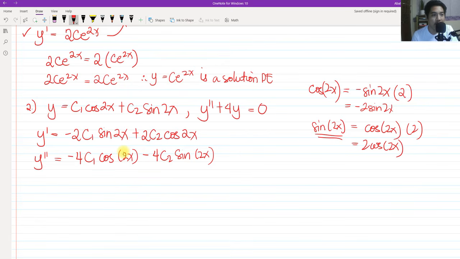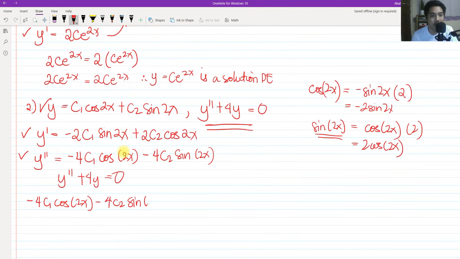So now we have y prime, we have y double prime, we have y. We can substitute it to our differential equation and let's see if that will equate to 0. So writing the y double prime plus 4y equals 0. So substituting, we have negative 4c sub 1 cosine of 2x. We have the y prime, substitute minus 4c sub 2 sine of 2x plus 4 multiplied by y.